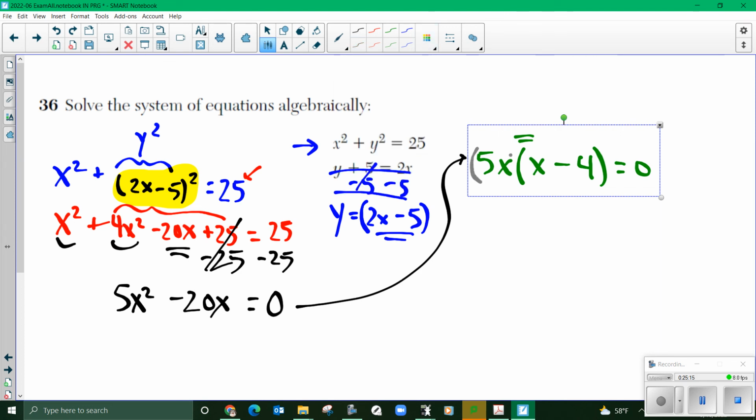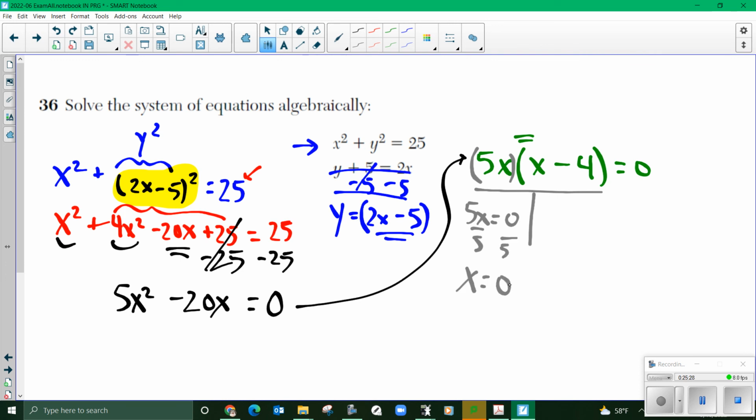I technically have two factors. I'm just going to T-bone this. I'm going to set each one equal to 0 and solve. If I divide both sides by 5, my x equals 0. And then I take x minus 4 and set it equal to 0. Well, I'm going to add 4 to both sides, and x equals 4. This is great, but I'm not done. I should have two answers. Each answer should have an x and a y. I only have the x's of both answers.